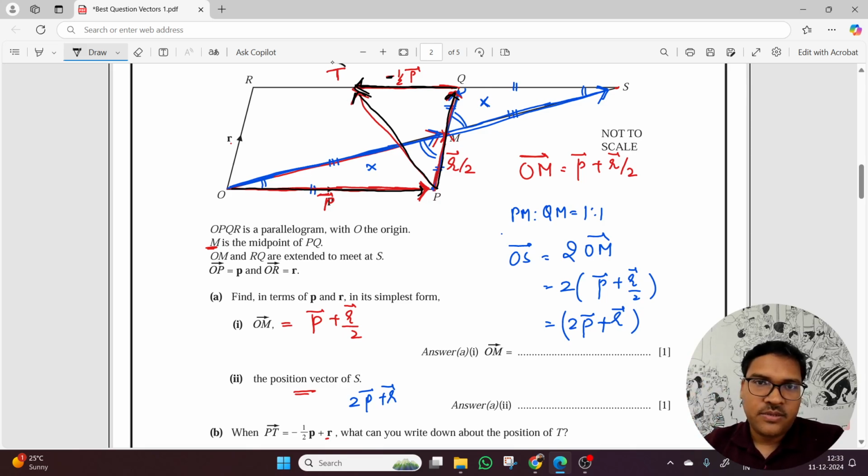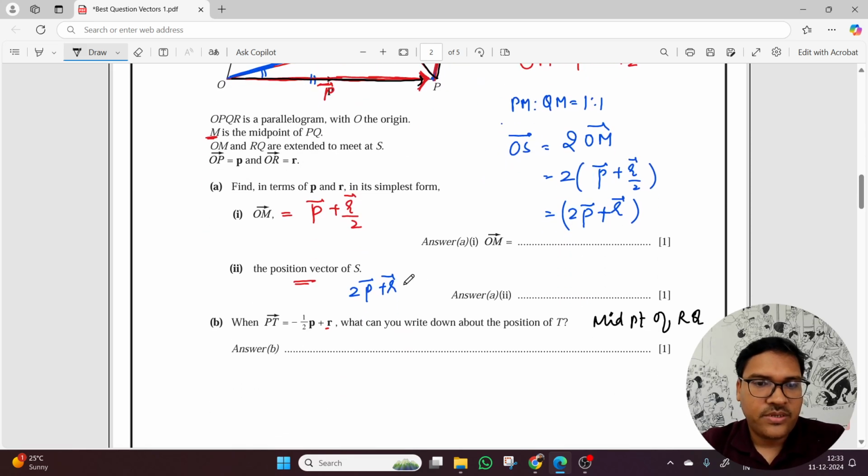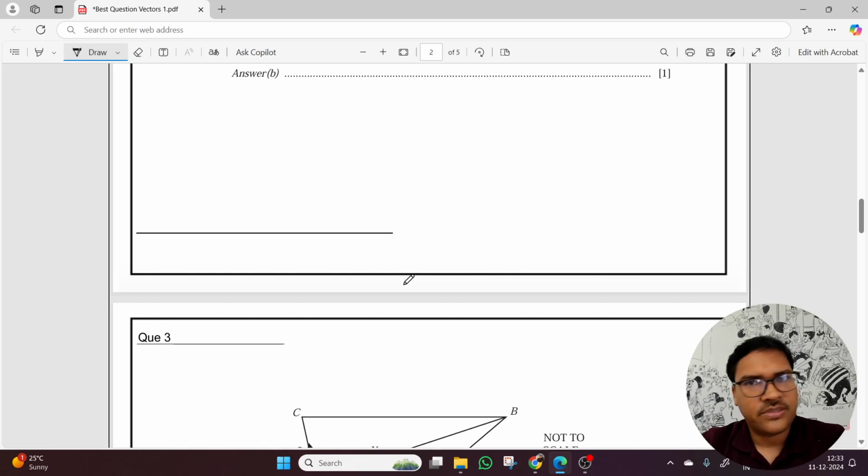So can I say the point T will be the midpoint of RQ. So what is the position of point T? This is the midpoint of RQ. That is the answer for this. I hope this point is clear. So this is how you can solve this question. I hope this is clear.